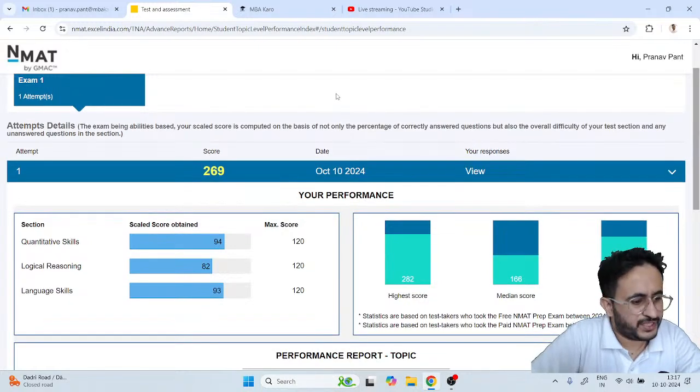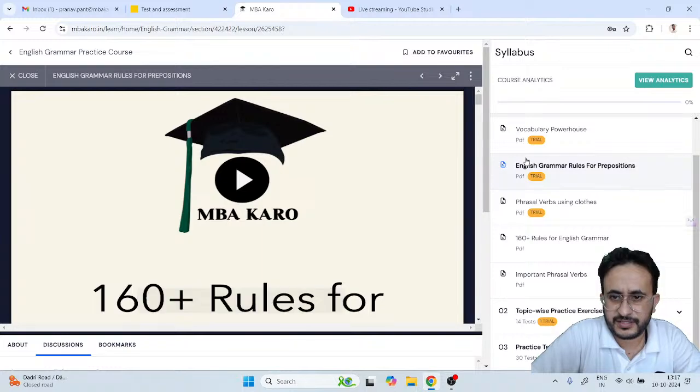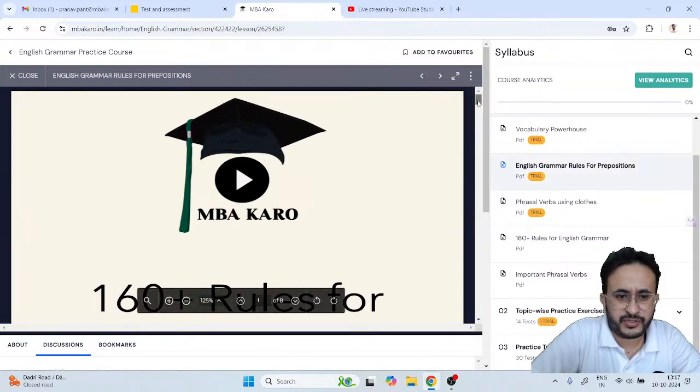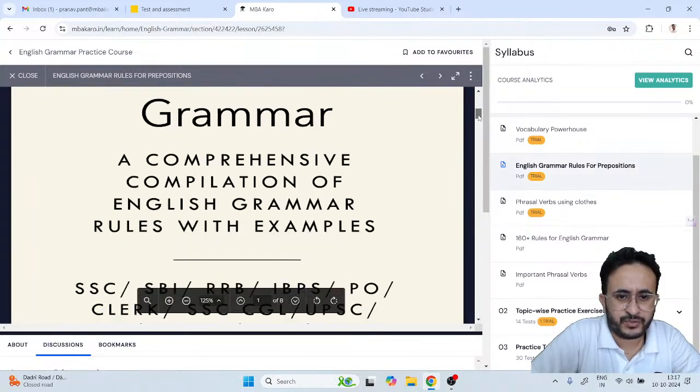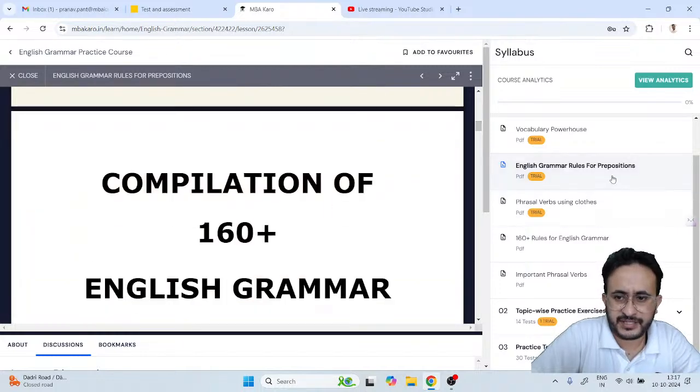So I was telling about this grammar thing, right? So this is what we have as a grammar book. It has 160 plus rules. Okay, and we have one trial also.